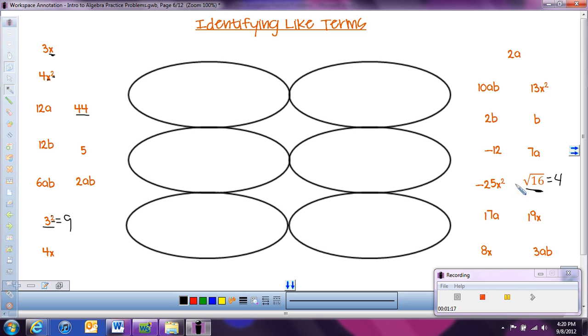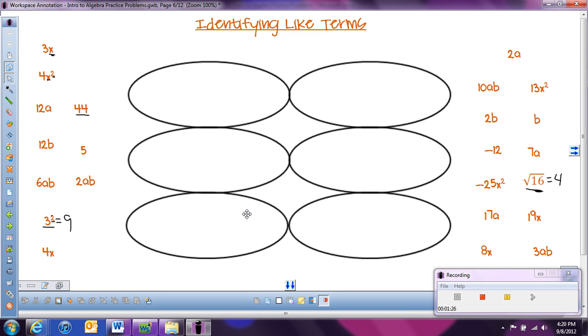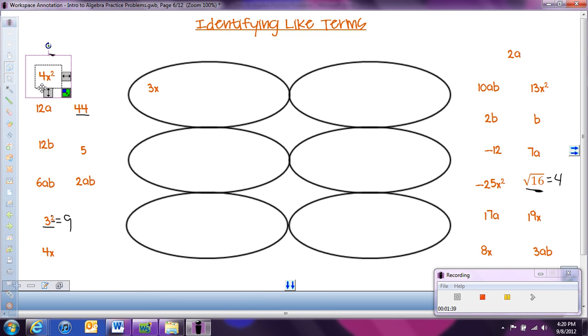Those are just constants. So what we're going to do is just sort out all of these terms into like terms so that the terms that are alike are in one circle. So we're just going to start over here with 3x. And we're going to put that in its own box. And as I said, 3x, or x and x squared are not the same because they're not raised to the same power. So those are going to go in different ones.